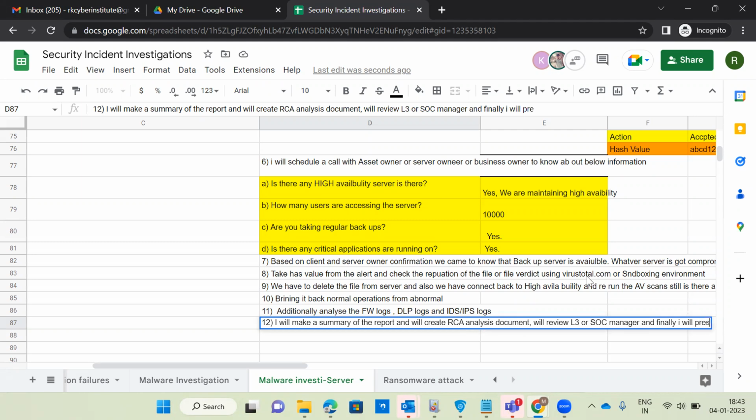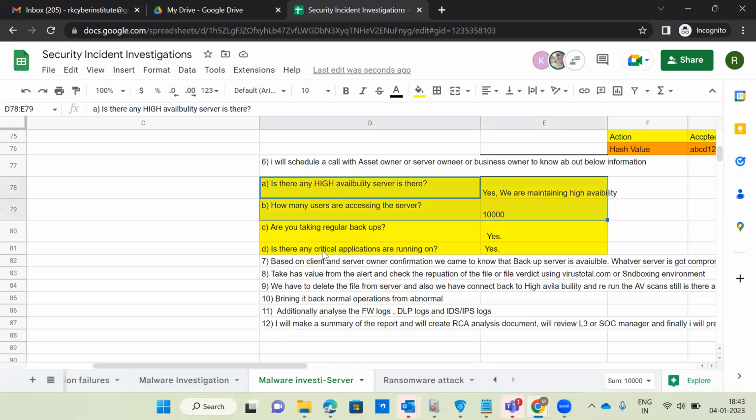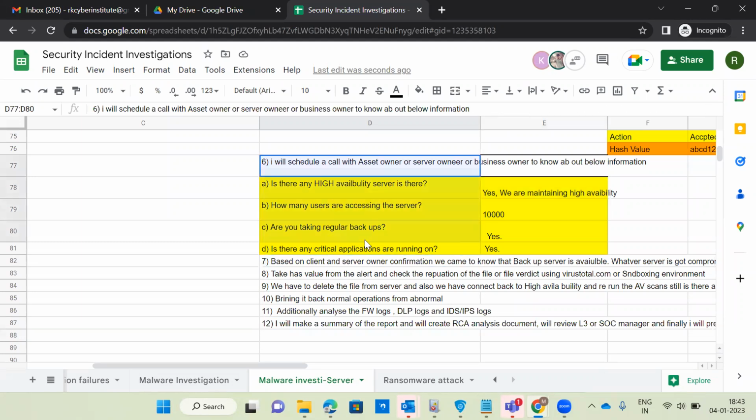So this is about the overall malware investigation. What is the difference between here and here? The difference is between these two only. The 6th point is very, very important, and also the 7th point. There was a single machine here, and 2 machines here. That is the only difference.